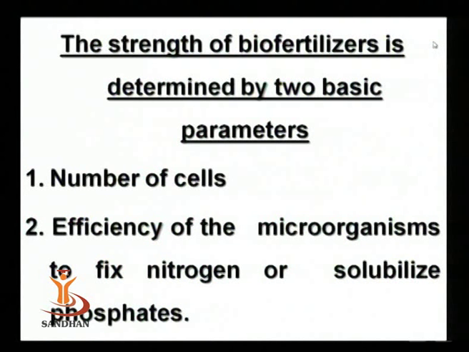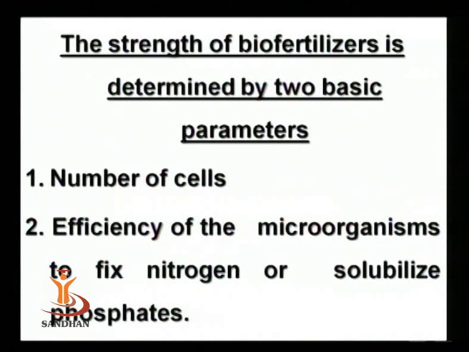Now whenever we want to decide or produce any type of biofertilizer, we have to check two parameters, because the efficiency of a biofertilizer is dependent on two things. First, the number of cells, because if the number of cells is not enough, then definitely our crop production will not increase up to the mark. So the number of cells should be optimum, which will improve the production capacity of the plants.